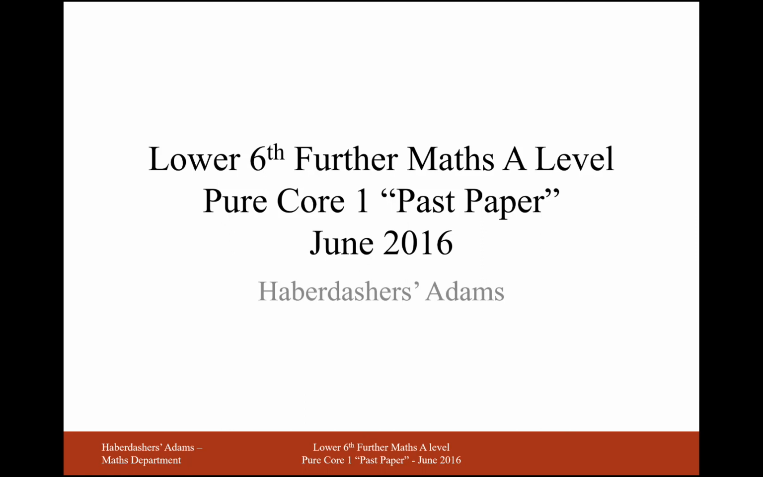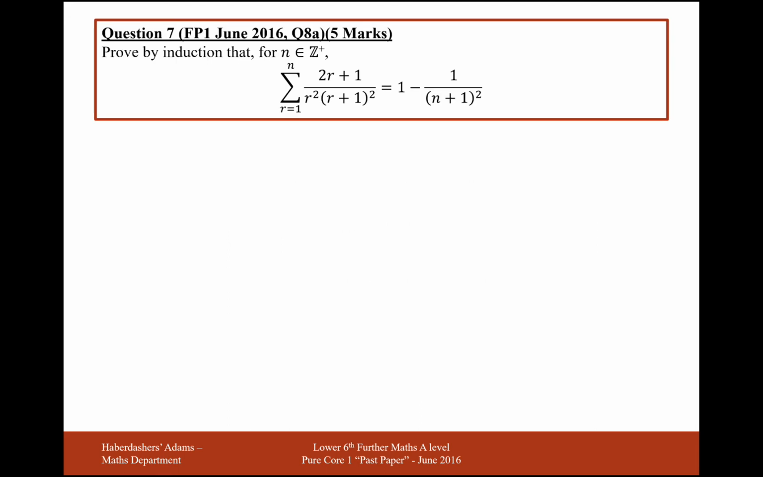Hello there and welcome to Lower 6th Further Maths A-Level Pure Core 1 Past Paper in 2016, and here we have question 7 from an old FP1 paper. So, prove by induction that the sum of 2r plus 1 over r squared (r plus 1) squared equals 1 minus 1 over (n plus 1) squared. It's quite a complicated one. So let's set ourselves up with lots of space here and start at the first part for proof by induction.